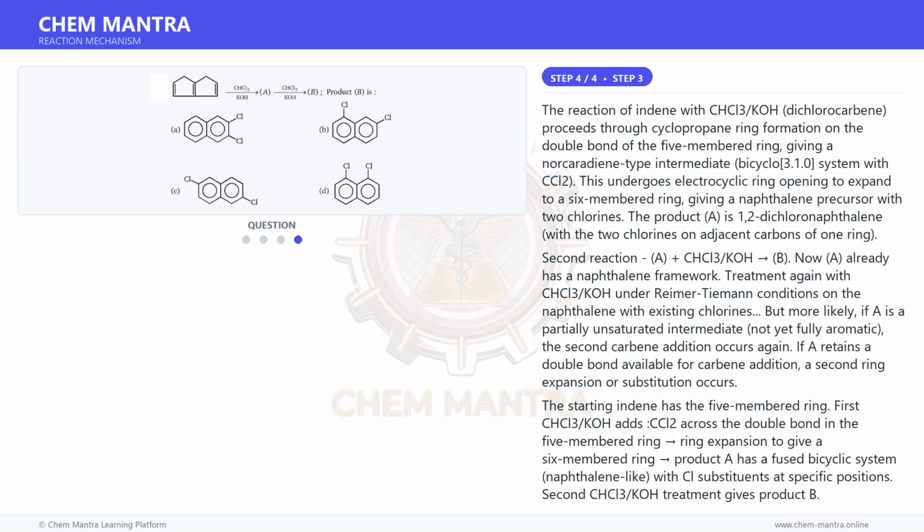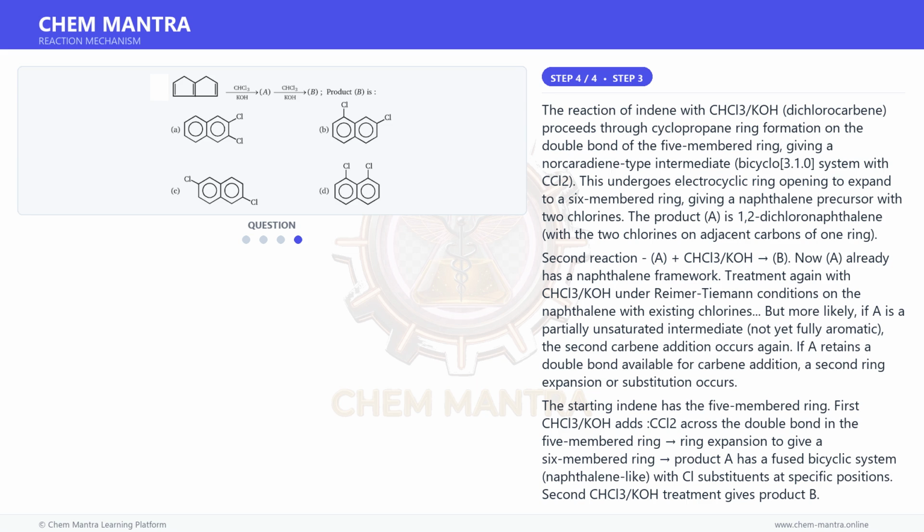2,3-dichloronaphthalene, option A, where the 2 chlorines are on adjacent carbons, positions 2 and 3, of the naphthalene ring. This corresponds to the 2 chlorines appearing on the same ring of the naphthalene system on adjacent carbons, as shown in option A. Why other options fail?